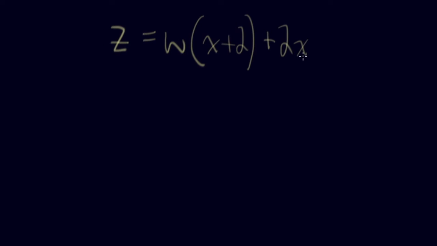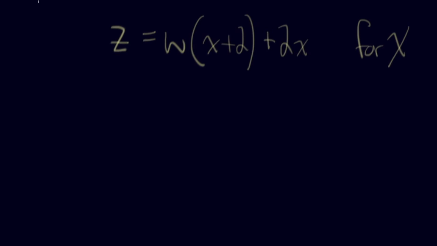Now this one is a fun one. This one causes all sorts of confusion. We'll stay with the letter z, and we'll make it equal to w times, in brackets, x plus 2, and outside the brackets, we'll add another 2x together, just for fun. And we're going to solve this one for the classic x.